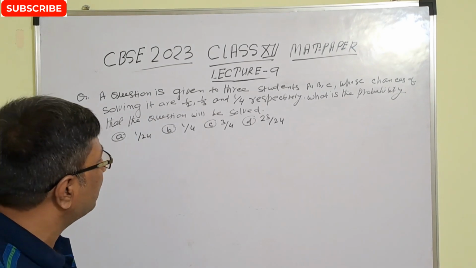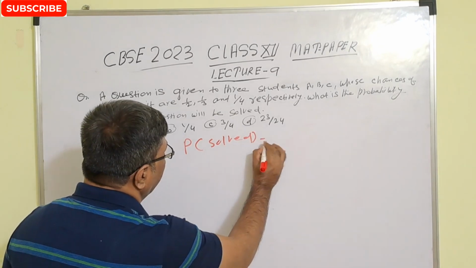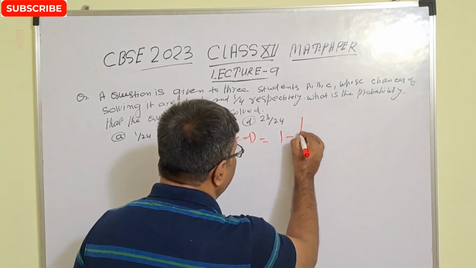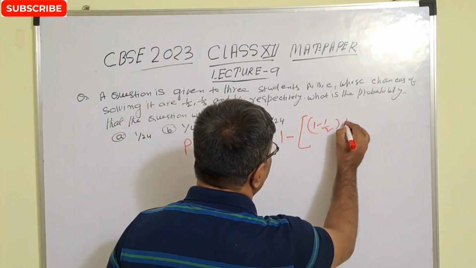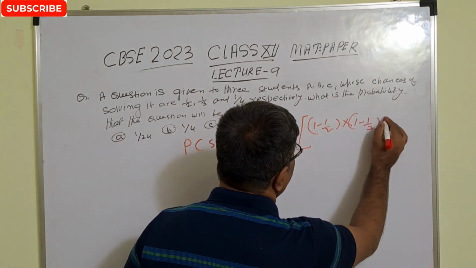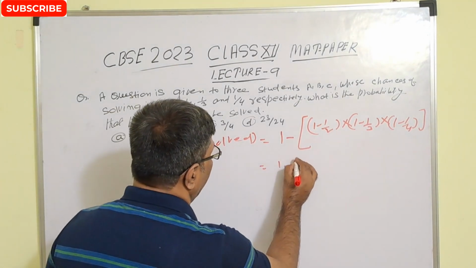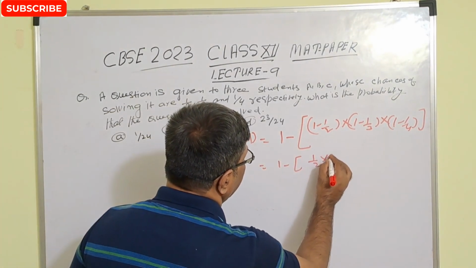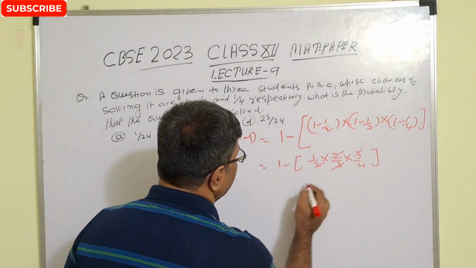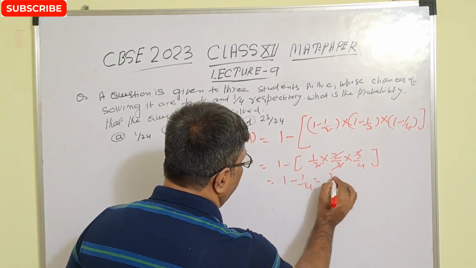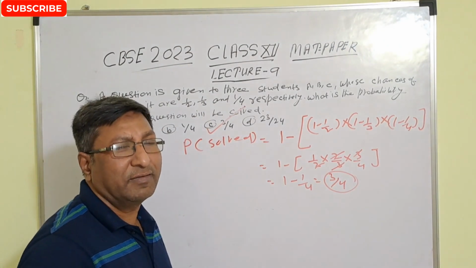So for this type of question, the simple technique is: probability that the question will be solved equals total probability minus not solved by anyone, that is 1 minus (1 minus 1/2)(1 minus 1/3)(1 minus 1/4). When we solve this, 1 minus 1/2 is 1/2, this is 2/3, this is 3/4. So this cancels, and we will get 1 minus 1/4, that is 3/4. So our correct answer is C option, 3/4.